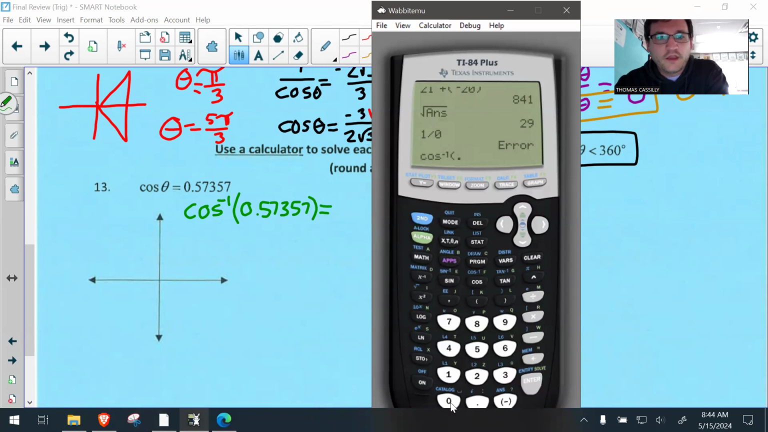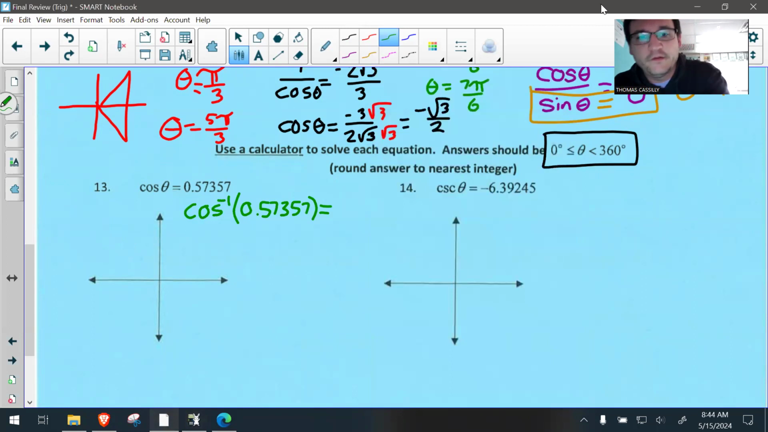And if you have a graphing calculator, it's going to look exactly like my screen. If you have one of your own calculators, you're on your own. But it should look like this. That spits out 55. I'm going to call that 55 degrees. All right, so we have a 55-degree angle right here.